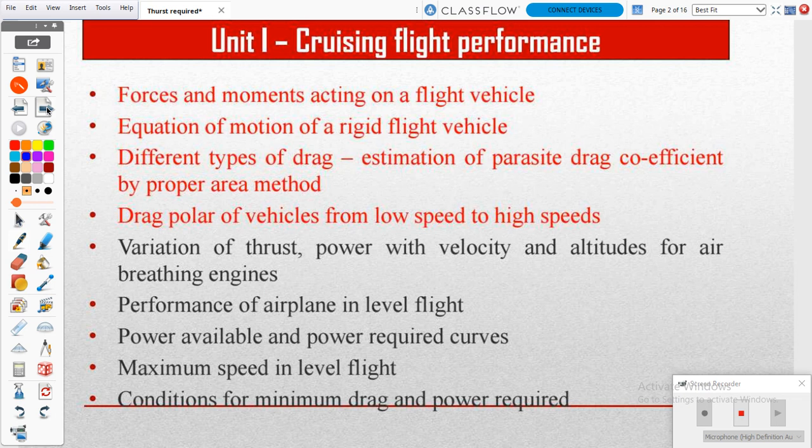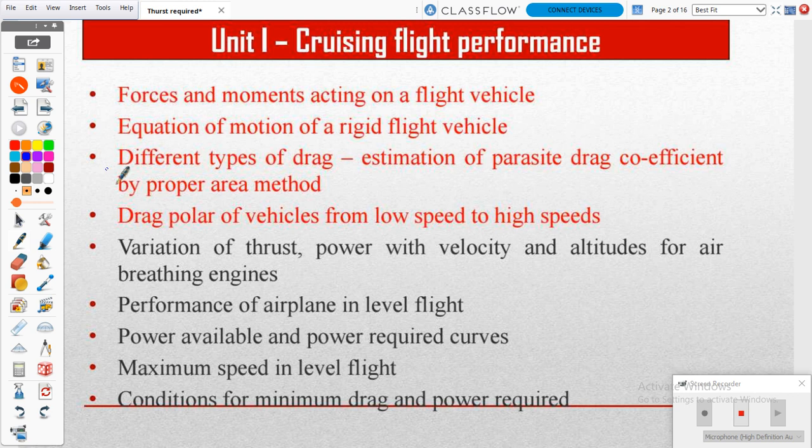In our previous classes, we have completed forces and moments on our flight vehicle, equations of motion of a rigid flight vehicle, and different types of drag, and how to estimate parasite drag by using two methods: a graphical method and by using the formula. And next we have completed the drag polar, the relationship between CL and CD.